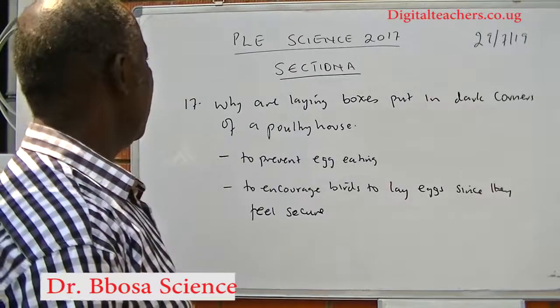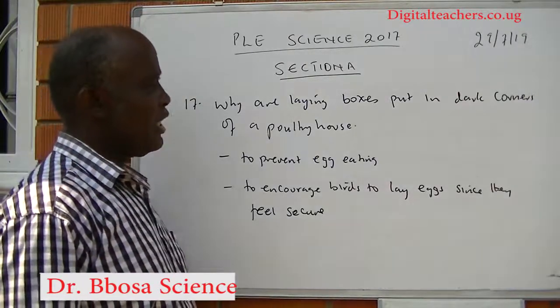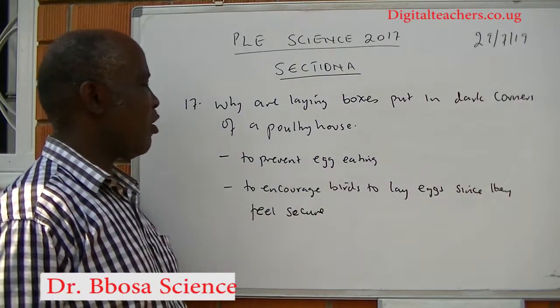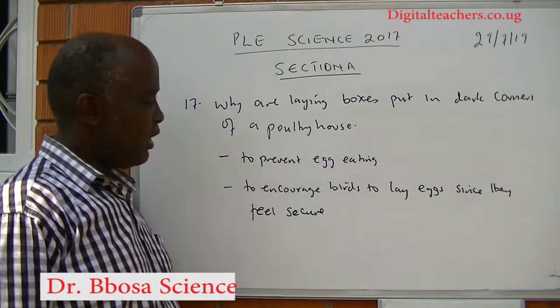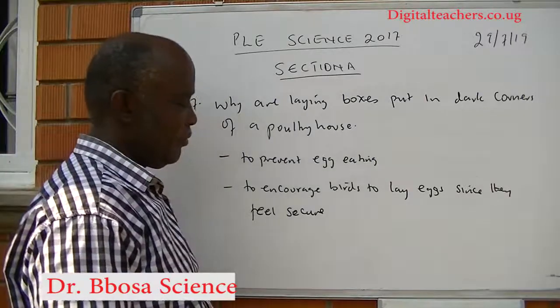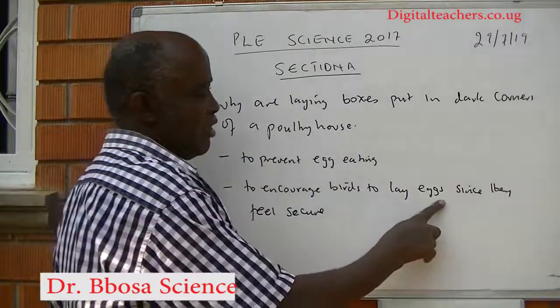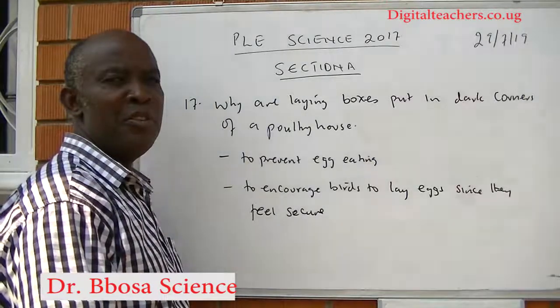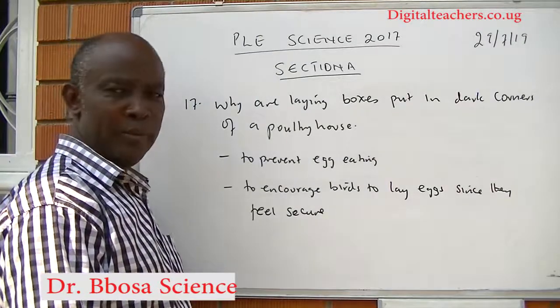Number 17, why are laying boxes put in the darker corners of a poultry house? To prevent egg eating, and to encourage the birds to lay eggs since they feel secure.